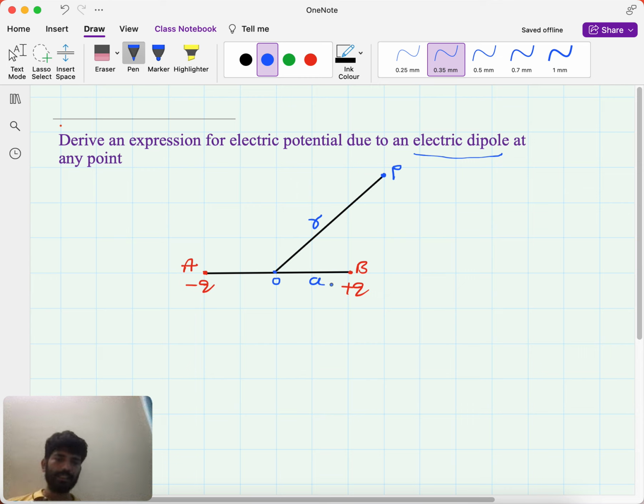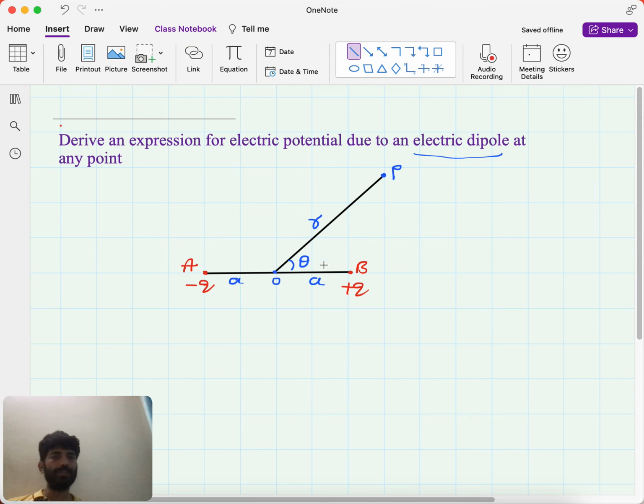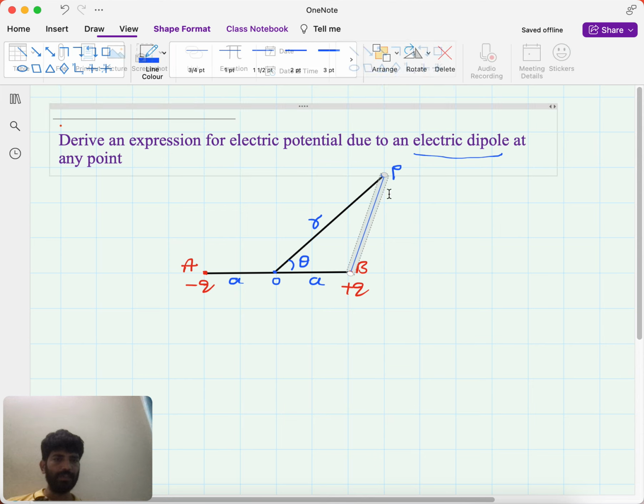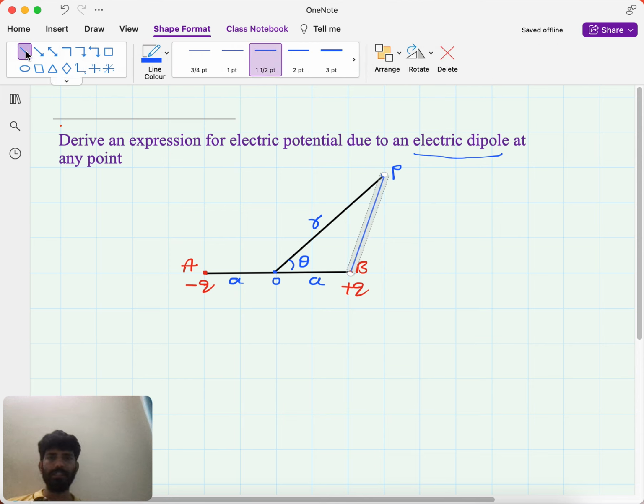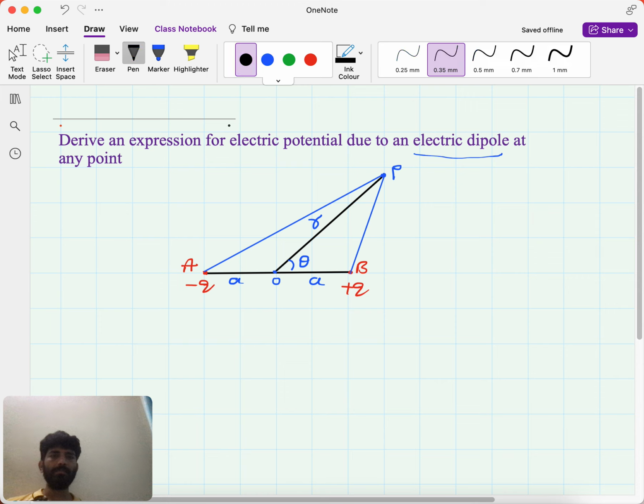And this side distance is a, and this side is also a, and this angle we can take as theta. And what is the distance from the positive charge to point P and from the negative charge to point P? Actually we don't know these distances, so we assume r1 and r2. This is r2 from the negative charge and r1 from the positive charge. How to calculate these, I'll explain later.